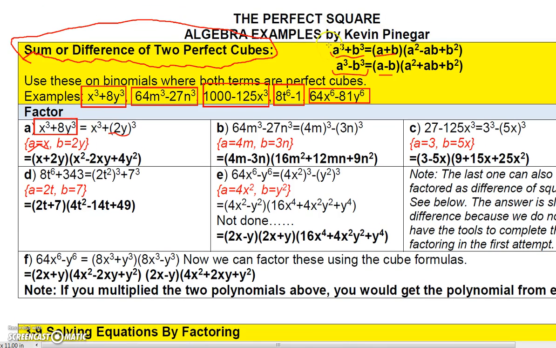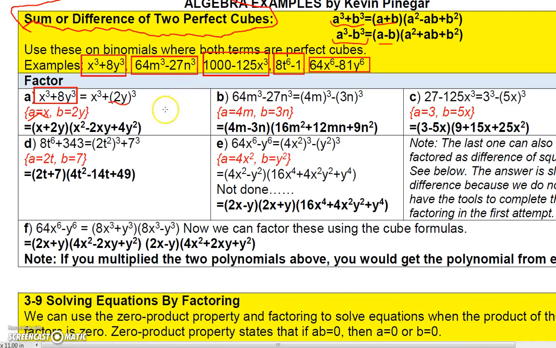And now you just go to the formula a cubed plus b cubed. It factors into a plus b, which would be the x here plus 2y. That's the a plus b. And then you do x squared minus ab. So you do minus the product of x and 2y, which would be 2xy, and then plus the square of 2y, so plus b squared. So you square the 2y, and you get 4y squared. Okay?